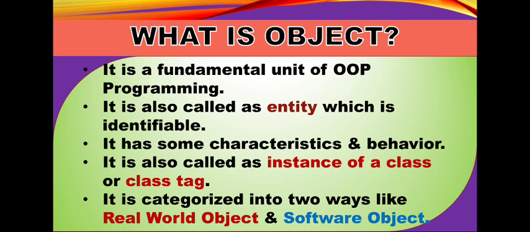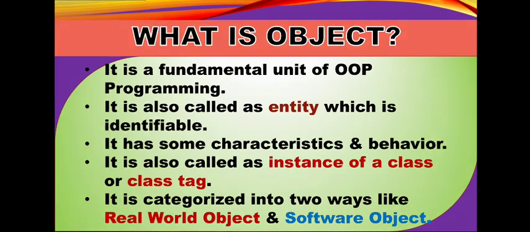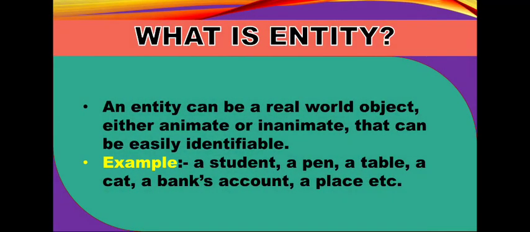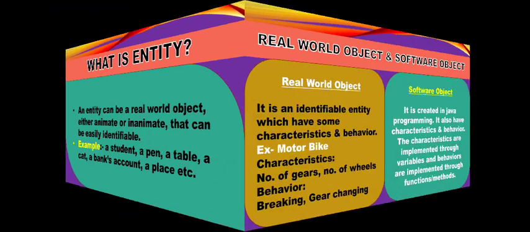Now one question can be framed from here: what is entity? So entity is basically a real world object, either animate or inanimate, that can be easily identifiable. Some examples: a student, a pen, a table, a cat, a bank account, a place, etc.